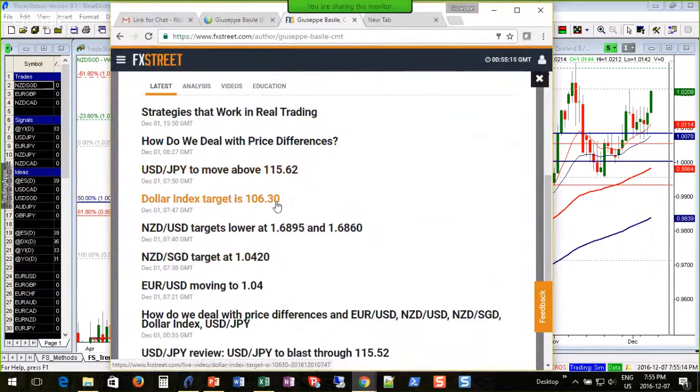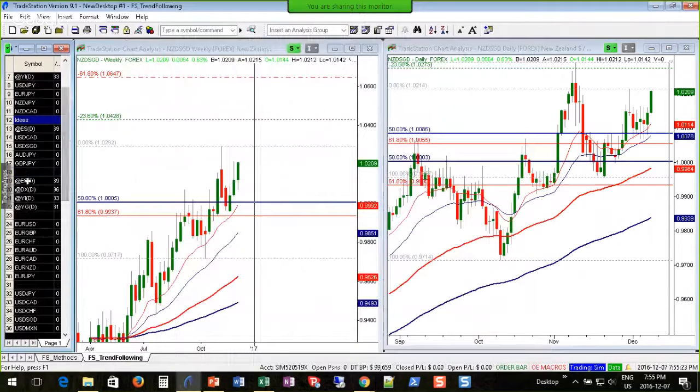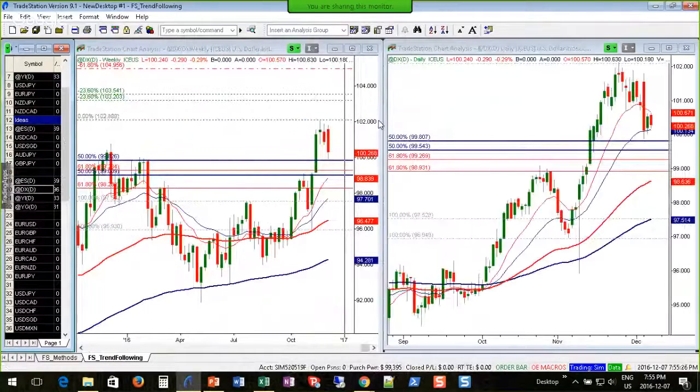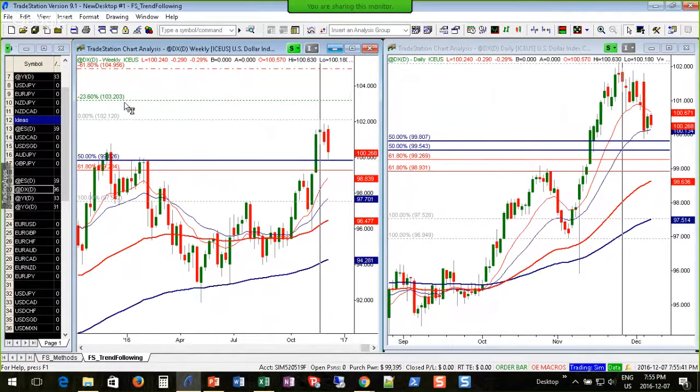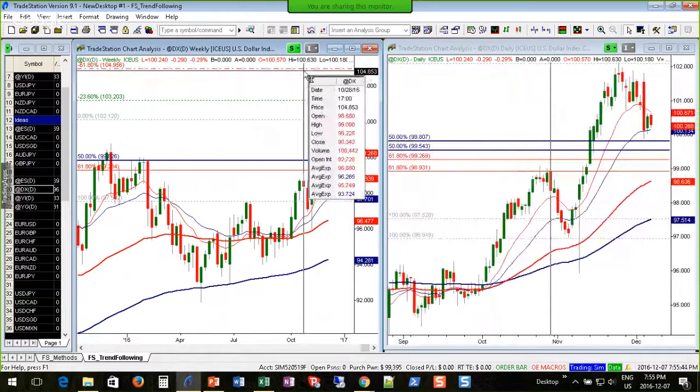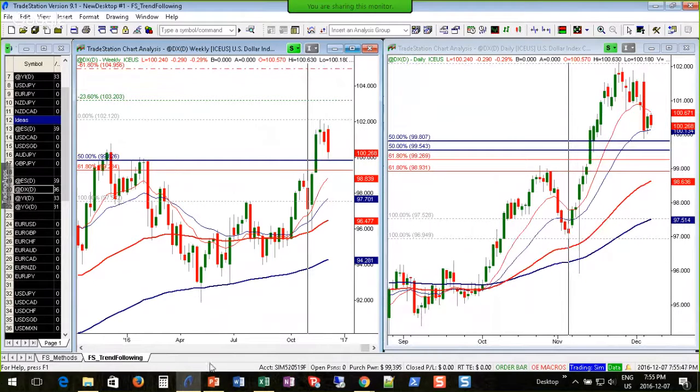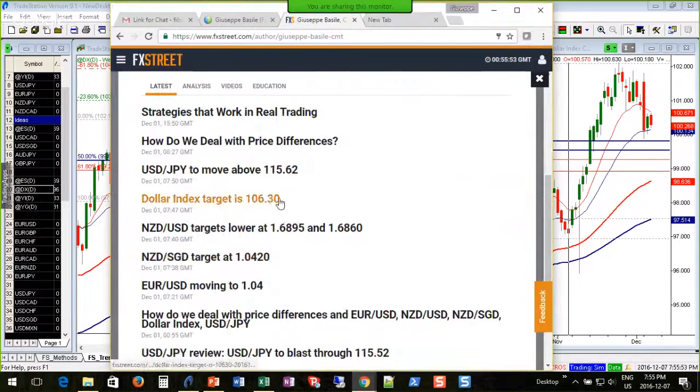The dollar index target, I mentioned, was 106.30, and let's look at the dollar index here, which came to trade the next extension long. This extension long, if it's respected and it coincides with previous highs here, will bring price into 103.20 and possibly 105 here, helping price into that target that we mentioned, the 106.30. So this is still on.